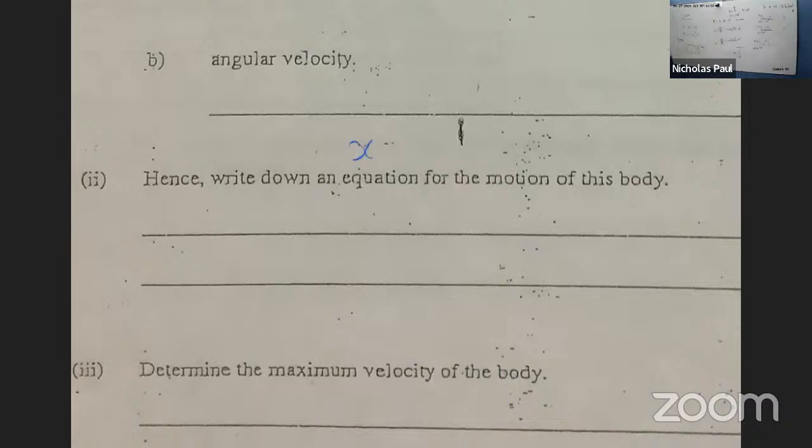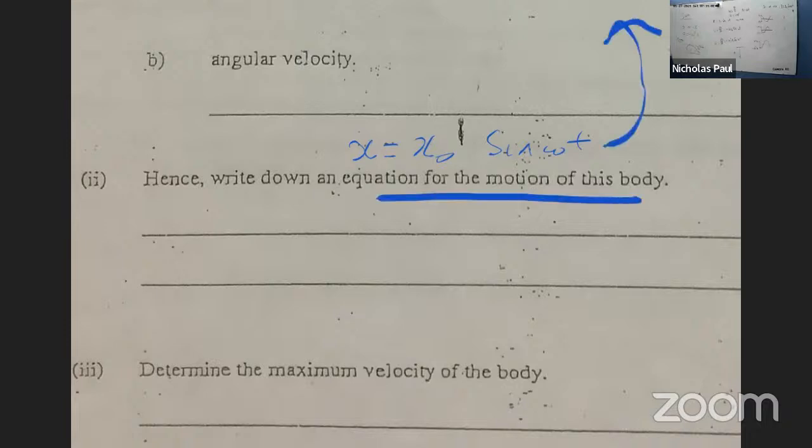So we already know x is equal to x naught sine omega t. That's okay? So write down the equation for the motion. Arya, how do we get maximum velocity now? Maximum velocity is always what? Look at the graph, still on the board. What is maximum velocity?